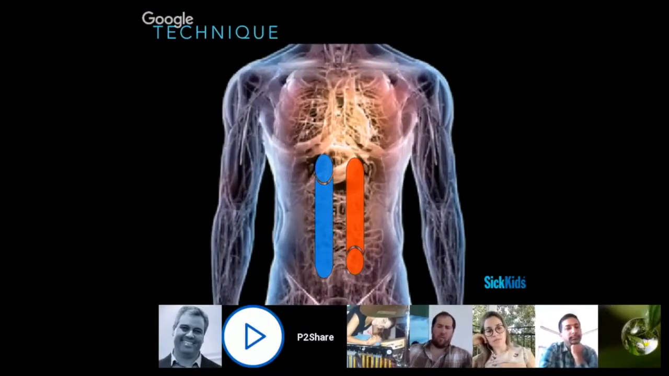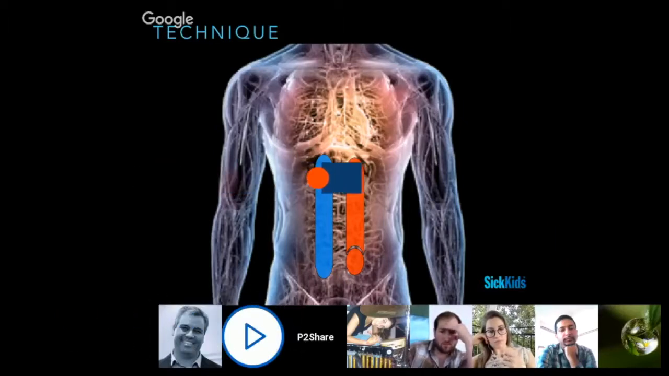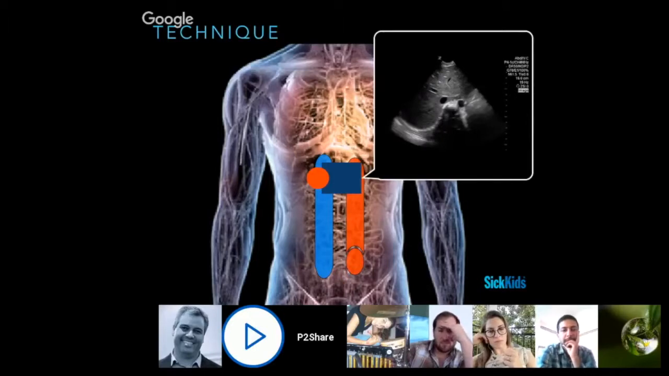Just to talk about IVC in terms of technique, here you can see my beautiful animation of an aorta and an IVC. First steps first, you're going to put your probe right in the middle of their abdomen if you're trying to do a transverse view, which is going to give you this kind of nice image. More importantly, I would say, is getting the longitudinal.